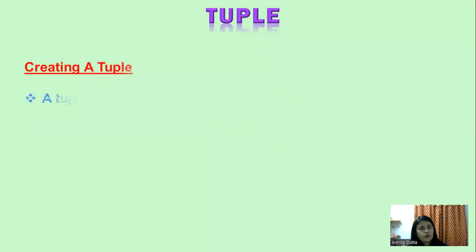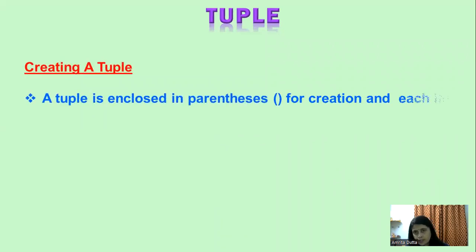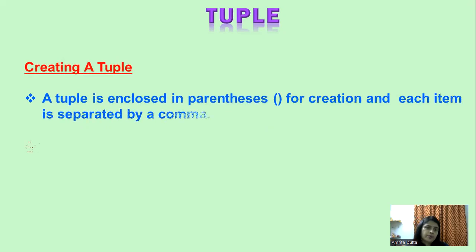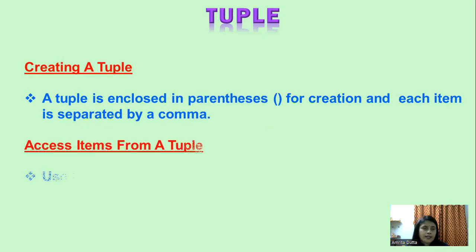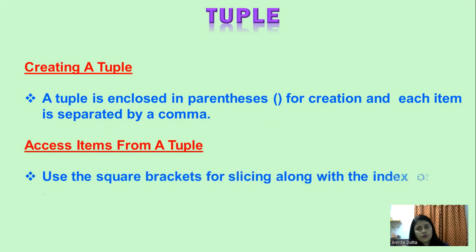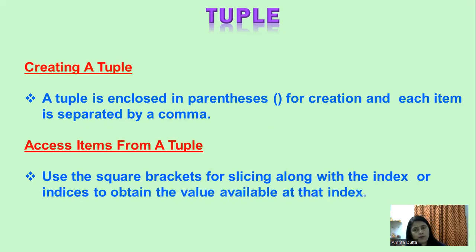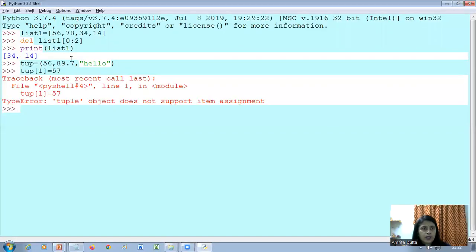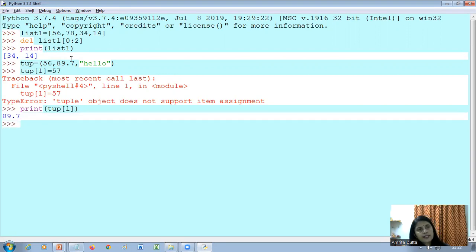Okay, so now how to create a tuple? Just like a list, we have seen that a tuple is enclosed in parentheses for creation and each item is separated by a comma. How to access items from a tuple? Just like a list, we use the square brackets for slicing along with the index or indices to obtain the value available at that index. So like this, if I would like to print the second element, I'll provide the index 1. Why? Because the index starts from 0.